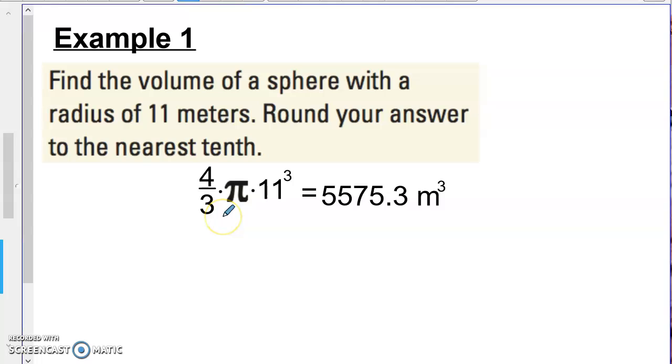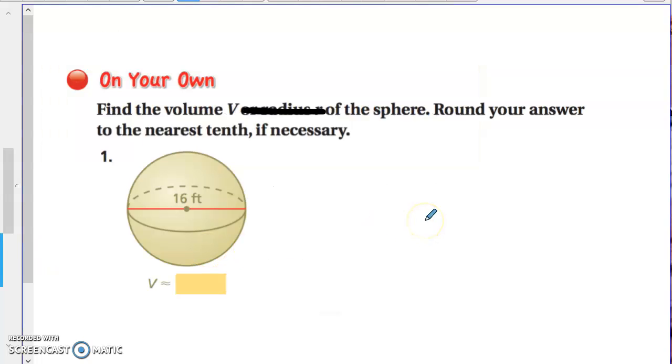Now, if you use 3.14, and that's fine, your rounding just will be off a little bit on this. You would just type in 4 divided by 3 times 3.14 times 11 to the third power, or if you have to, take 11 times 11 times 11 to get your approximate answer. You can pause the video and try getting this one on your own.